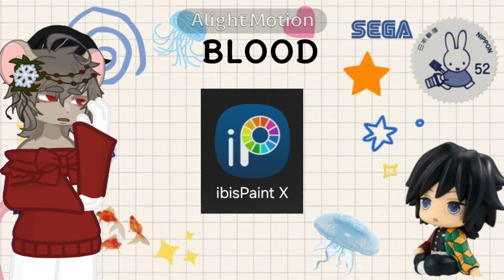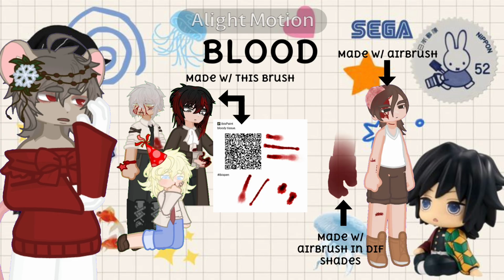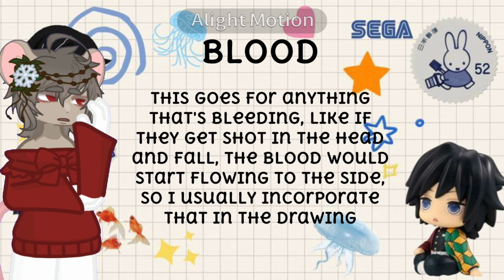Moving on to blood, I usually go into Ibis Paint and just draw it on there. I also imagine how the blood would flow whenever I draw it. If they have a nosebleed and it's a light nosebleed, typically I just make it stay on the face. But if it's a heavy nosebleed, then I make it drip down onto the shirt, depending on where it is.